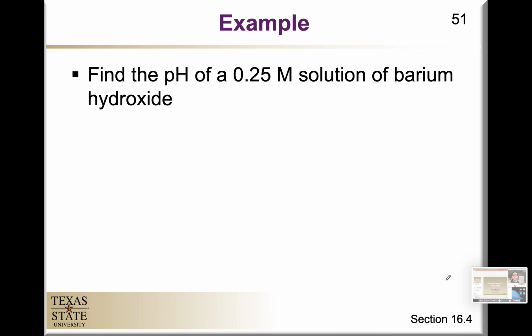All right, let's go ahead and do this example. Find the pH of a 0.25 molar solution of barium hydroxide. Of course, barium hydroxide is a group 2 metal hydroxide, which means that its formula is Ba(OH)2. This is a strong base and it would completely dissociate into the ions, barium ion, Ba2+, and the hydroxide ion, which is a -1 charge.